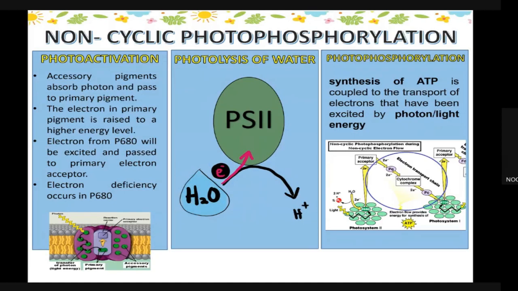There are three stages for non-cyclic photophosphorylation. The first one is photoactivation in the primary pigment. The electron in the primary pigment will be passed to the electron transport chain. The second one is photolysis of water, the splitting of water molecule. Then photophosphorylation, the synthesis of ATP during the transport of electron.